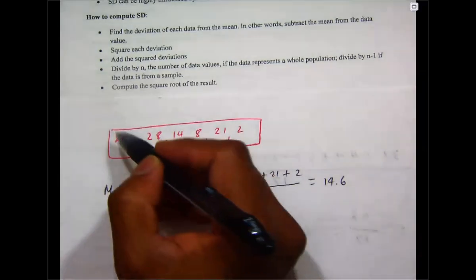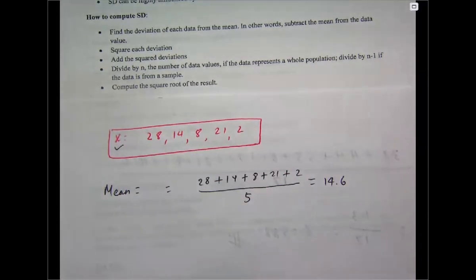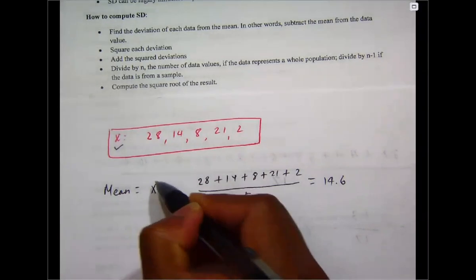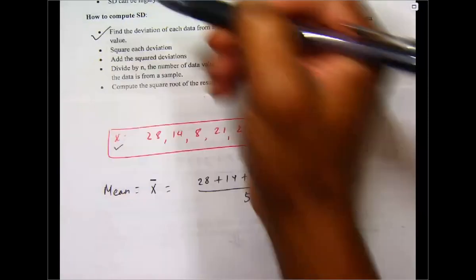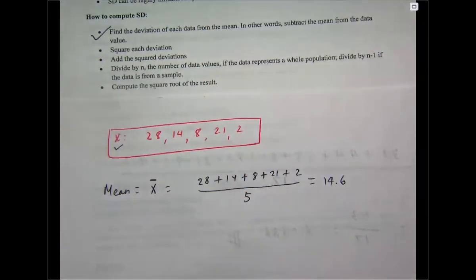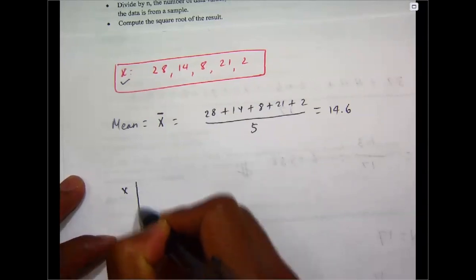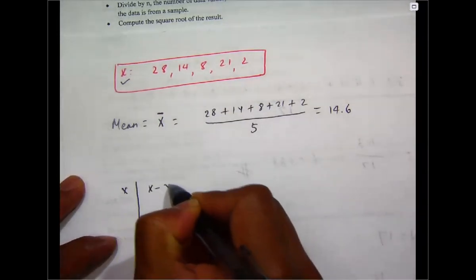If you use X to represent the data, this is how we represent the mean: X bar. X bar stands for the mean, the average for the data you have been given. Clear? Okay. So now we're done with step 1. We found the average, but we still need to find the difference between the average and the data. So we make a table here. We write down the X here and the difference between X and X bar.